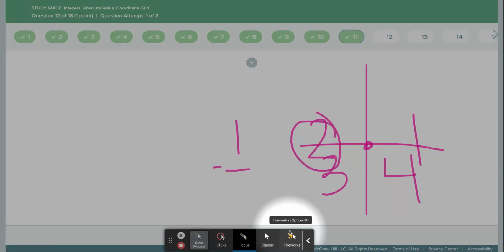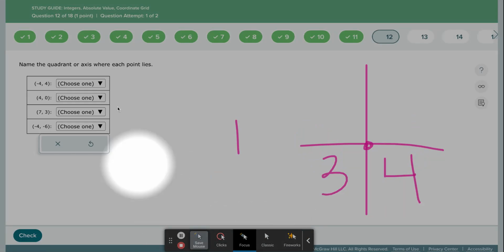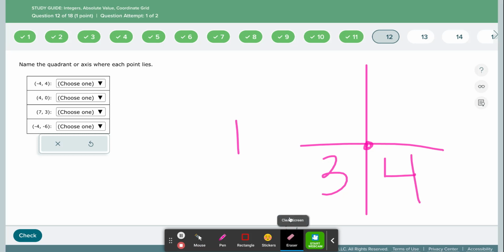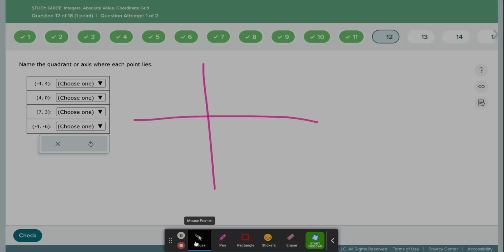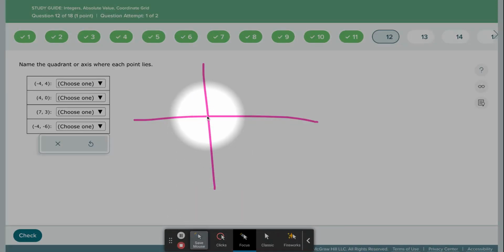Moving right along. Same concept. Here we go. So we're just getting ordered pairs. We don't have a grid, but we can figure out where they're located. So I have a -4, +4. So here I am in the center, and I need to go negative, positive. So I need to go back and up. Where am I at? That is quadrant 2.